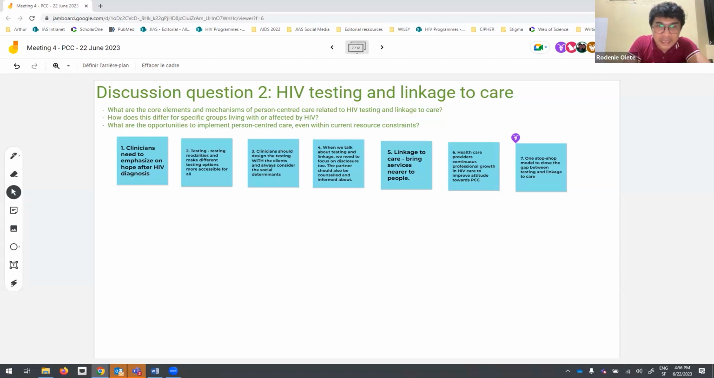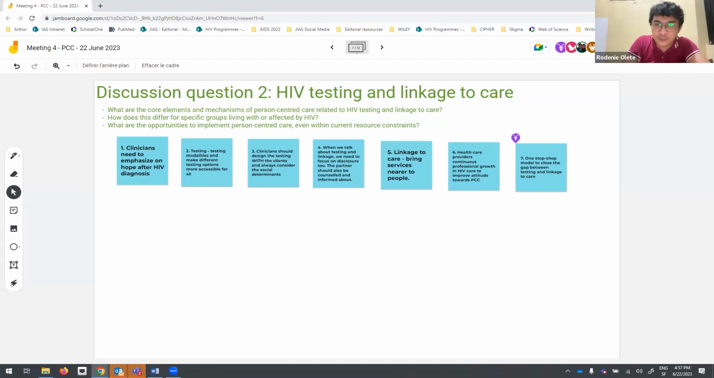The partners should be counseled and informed about the whole situation during testing, but it should be done carefully and ethically. Linkage to care brings services nearer to the people, meaning that there should be more healthcare facilities open all over, covering wider geographical locations. And healthcare providers should have continuous professional growth and development in terms of updates on HIV treatment, so that they would include this when they are linking clients to care.